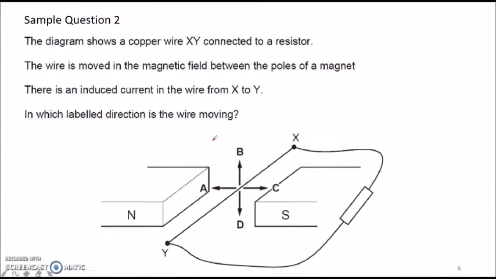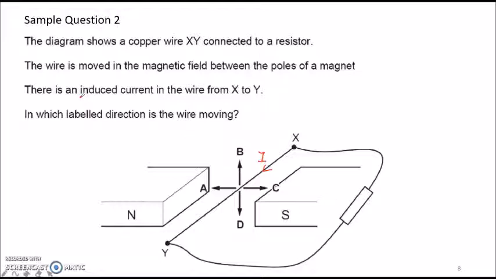Okay, we go to sample question number 2. The diagram shows a copper wire XY connected to a resistor. The wire is then moved in the magnetic field between the poles of a magnet. There is an induced current in the wire from X to Y, so the current is in this direction. In which labelled direction is the wire moving?